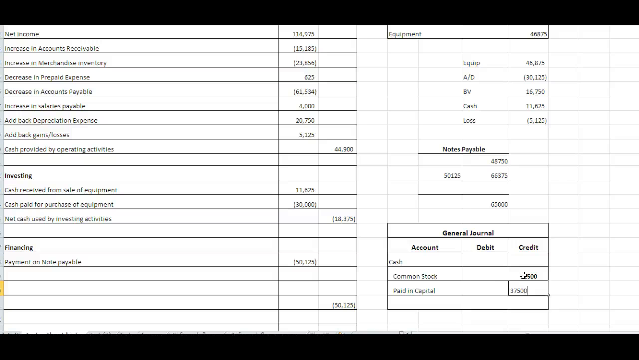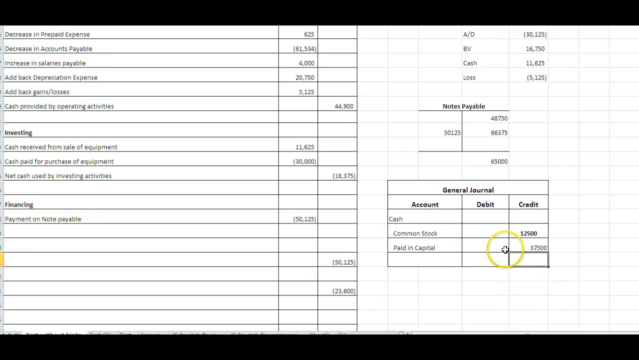I must have credited my common stock for $12,500 and my paid in capital for $37,500, which must have meant that I got a total of $50,000 for issuing that stock. So I'm going to write cash received from sale of stock or issuance of stock. Both are correct. And that made it go up.